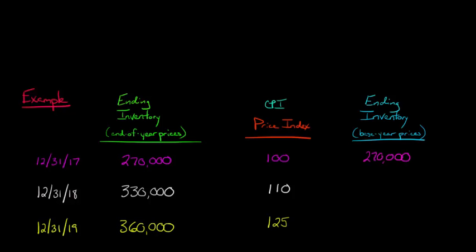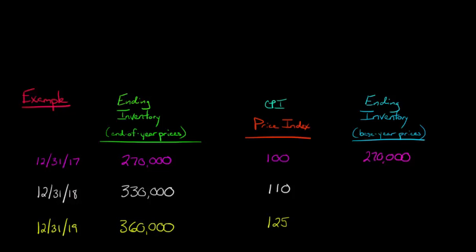It's just the same. So it's like multiplying this, or this 270,000. We're not even changing it because basically this is the base year, right? So 2017 is the base year. What we're really interested in is the future periods.